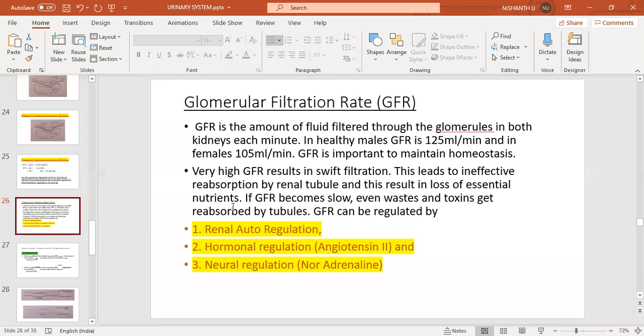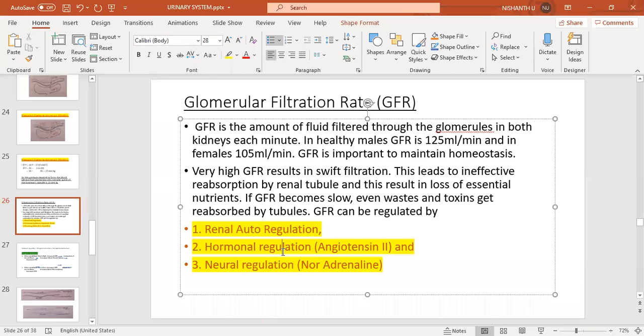So many factors are there which will control the glomerular filtration rate. One is renal autoregulation, second one is hormonal regulation, and third one is neural regulation. So first, renal autoregulation. The name itself indicates what type of mechanism is there. Kidney itself will regulate. Hormonal regulation, that means hormones are going to control the glomerular filtration rate. And neural regulation, this is not actually significant, but still we will discuss about this one. This third one is neural regulation.